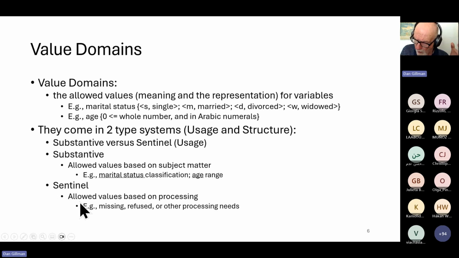Say, why might data be missing? Where are data in the various levels of processing? They might be waiting for a calculation or so on. So the sentinel values are about processing. The substantive values are about subject matter.